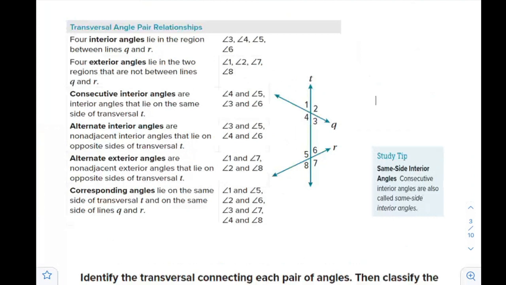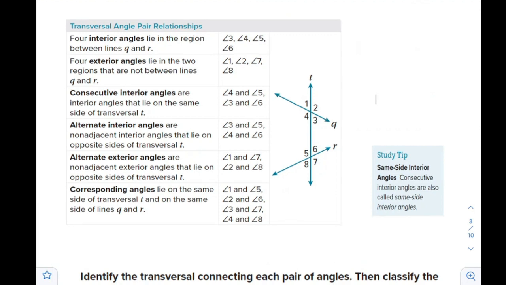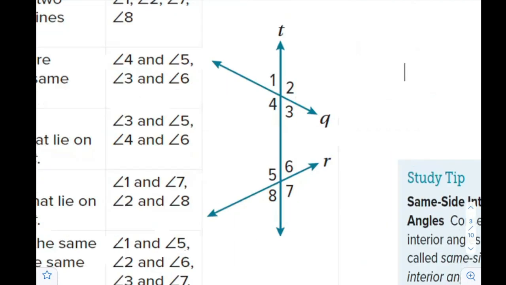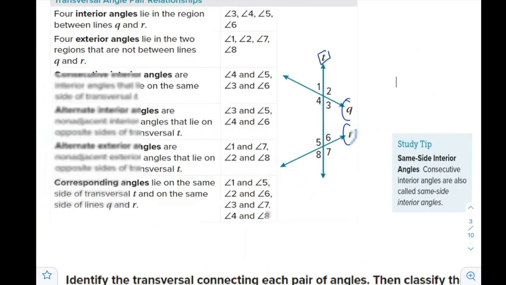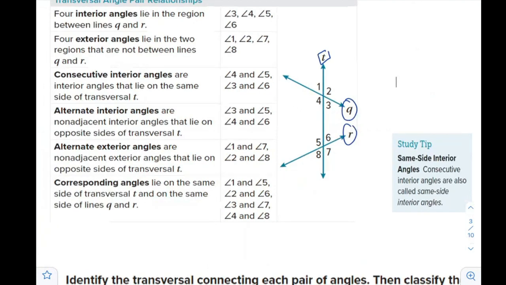Transversal angle relationships. This is a very important part that will help us understand how to find the missing angles if you have 2 lines and a transversal in a special condition. First of all, we have here 2 lines, Q and R. They are cut by a transversal T. And as we have mentioned, we have 8 angles formed, from 1 to 8.